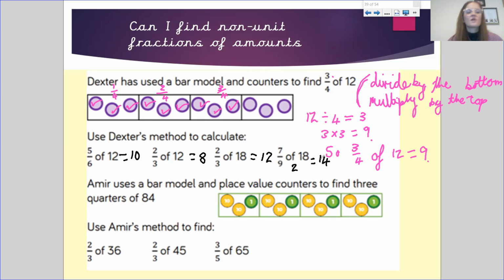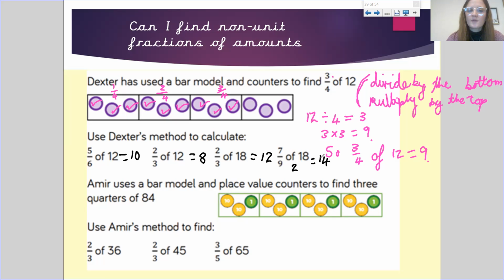So your answers are 5/6 of 12 is 10. 2/3 of 12 is 8, 2/3 of 18 is 12, and 7/9 of 18 is 14. Because I've used my 2 rules of dividing by the bottom and then multiplying it by the top.